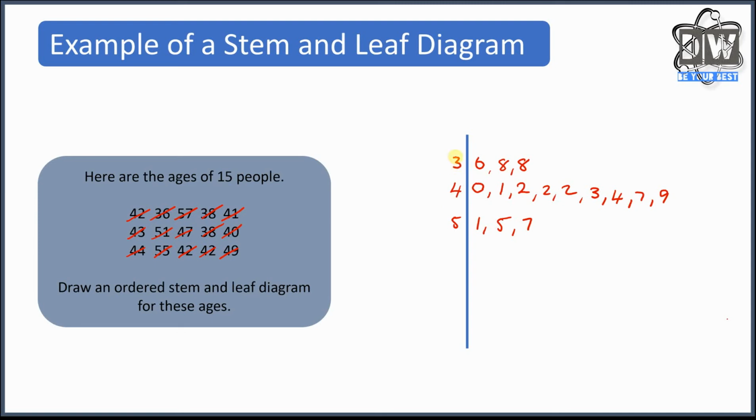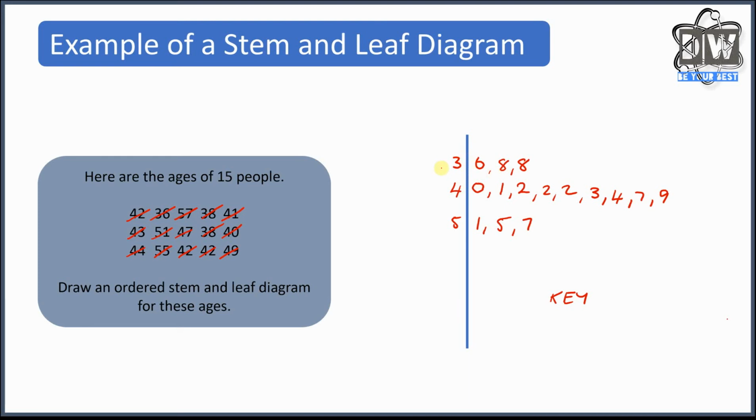So I'll just go through them now. I got 36, 38, 38, 40, 41, 42, 42, 42, 43, 44, 47, 49, 51, 55, and 57. And I've got to write my key. This is the key, you've got to write the key. So the key is represented when you write key.